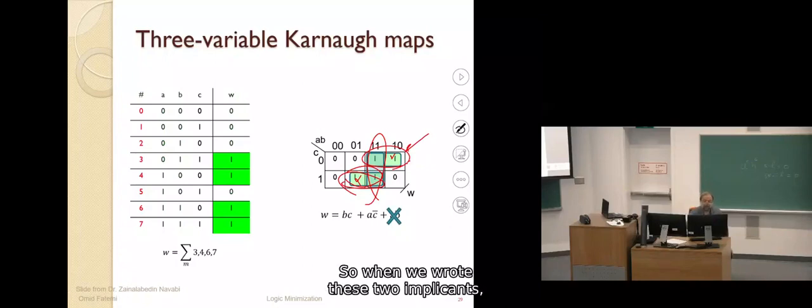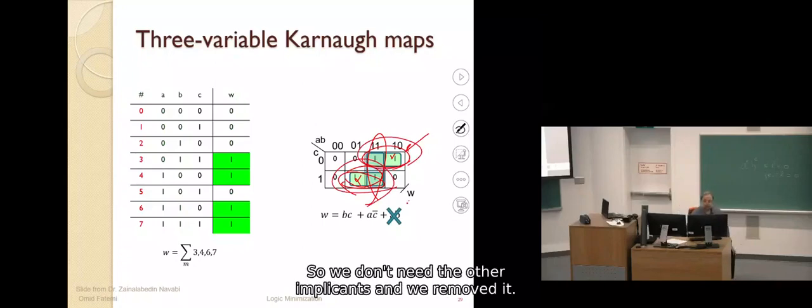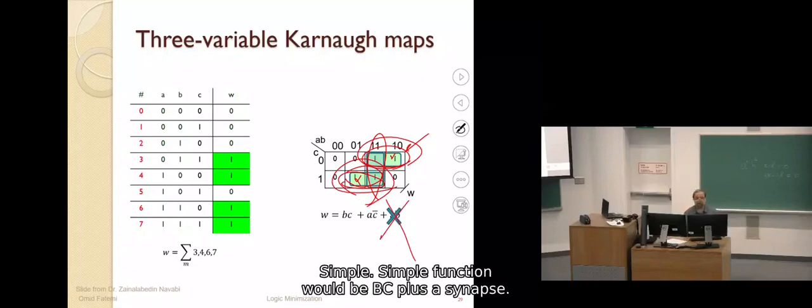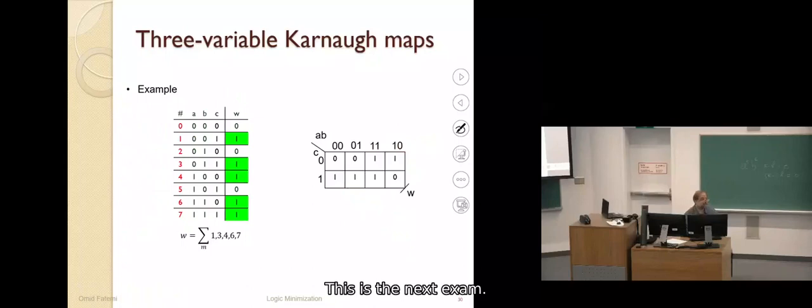Okay. So this was the last example that we have done. So when we wrote these 2 implicants, then all of the ones are covered. So we don't need the other implicant, and we removed it. So the simplified function would be BC plus AC naught. Okay. Now let's go to the next example. This is the next example.